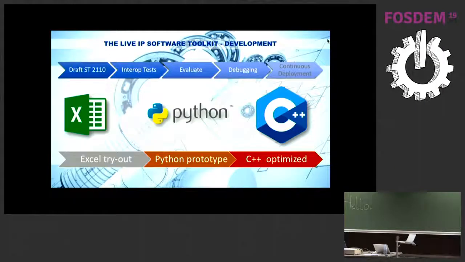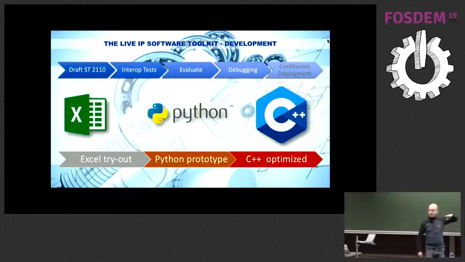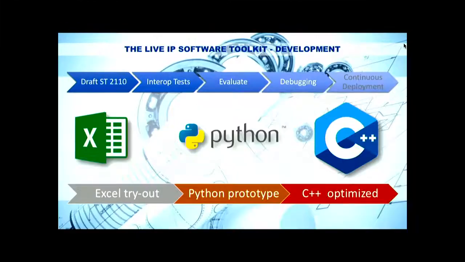And then I went to some interop tests and there were 60 devices. And Python is nice, but it's a bit slow. So then we asked somebody to write a C++ optimized program. And this is actually how it started. And then we discovered something else.